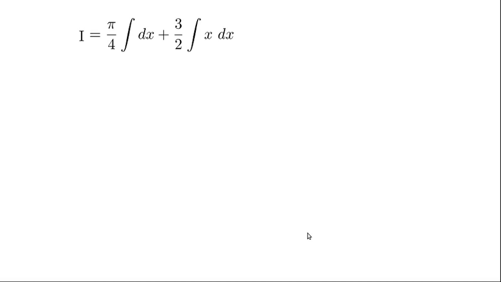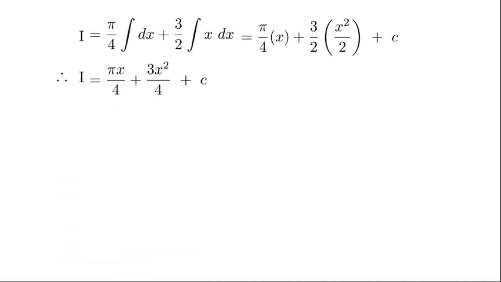And now take separate integration. So I equals pi by 4 integration dx plus 3 by 2 integration of x dx. Okay. So that is pi x by 4 plus 3 by 2 times x square by 2 plus c. Therefore I equals pi x by 4 plus 3x square by 4 plus c.